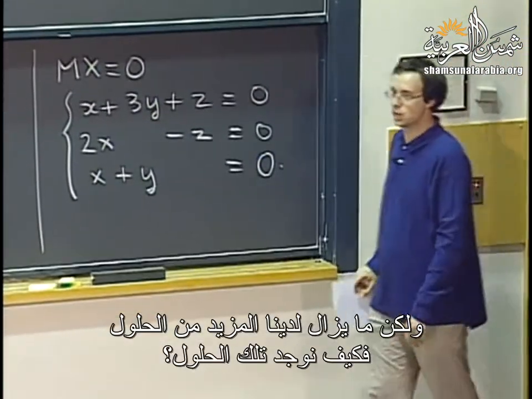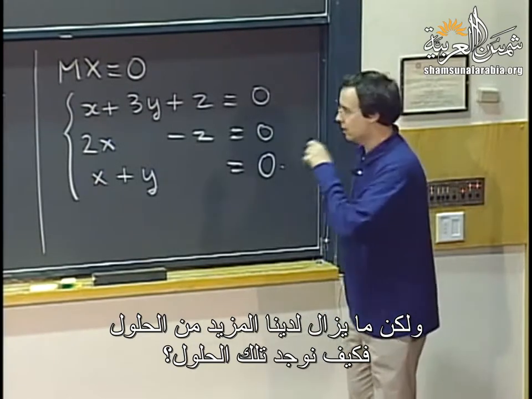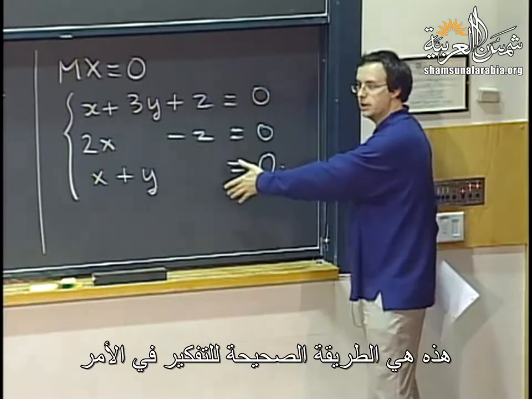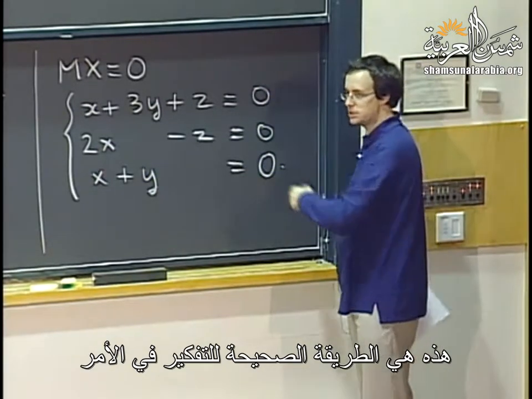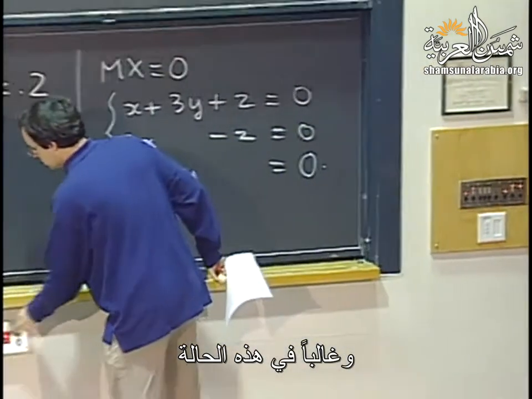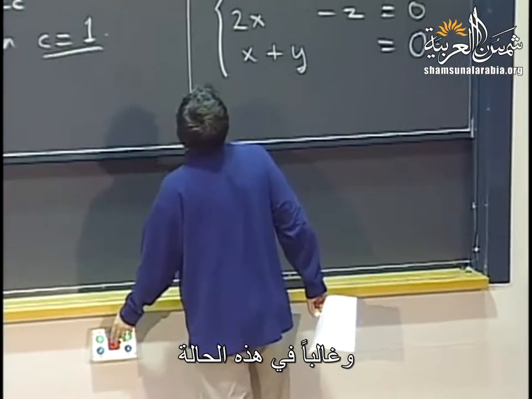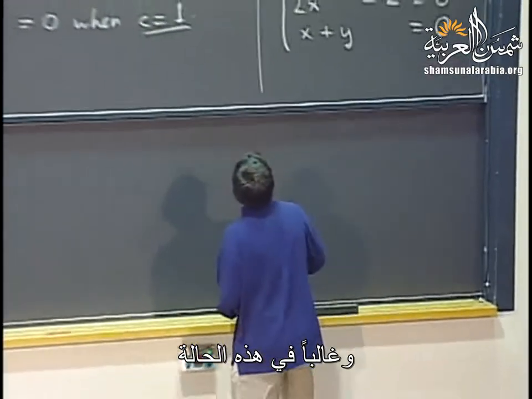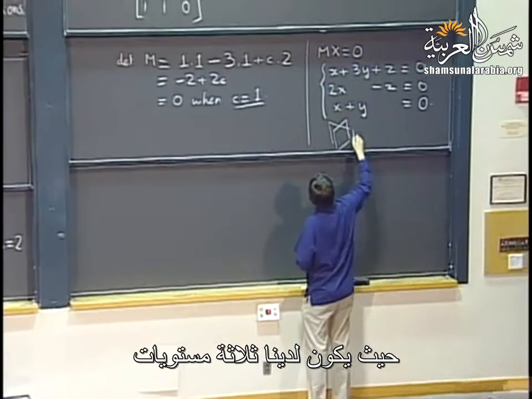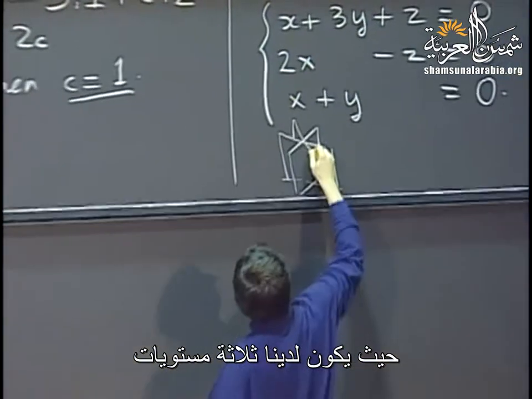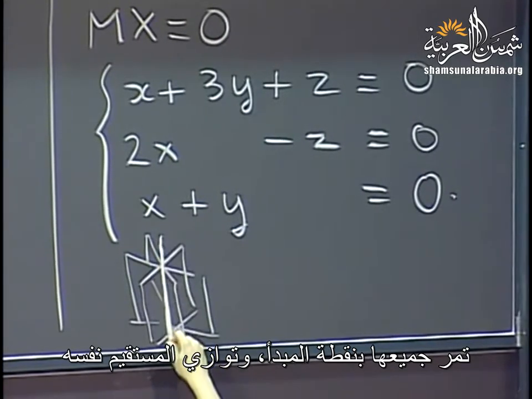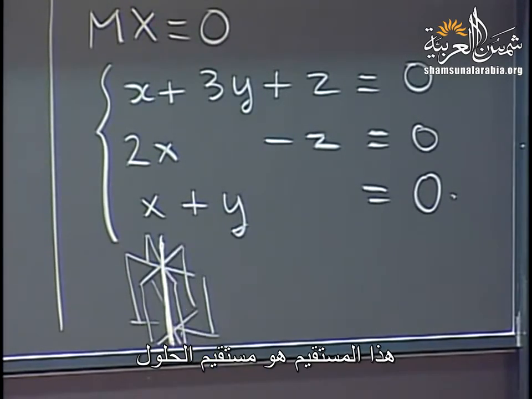Okay, so you see we have an obvious solution, 0, 0, 0. But we have more solutions. How do we find more solutions? Well, x, y, z is a solution if it's in all three of these planes. That's a way to think about it. So probably we're actually in this situation where we have three planes that are all passing through the origin and all parallel to the same line. And so that would be the line of solutions.